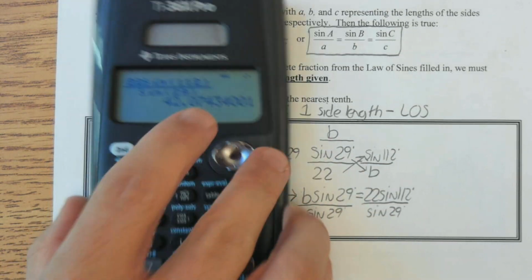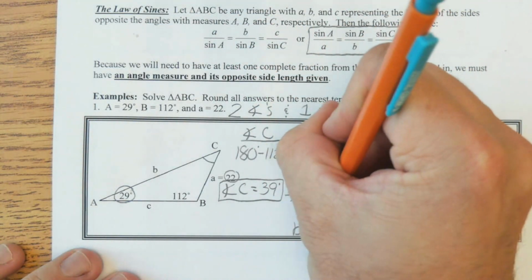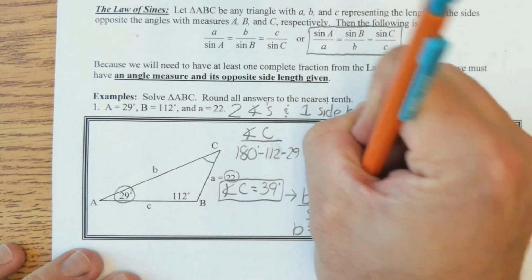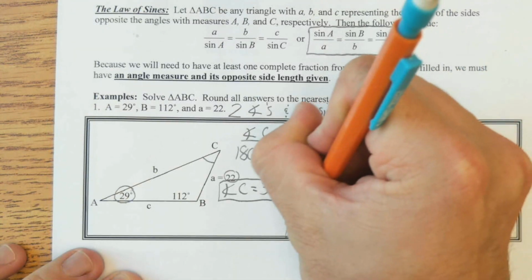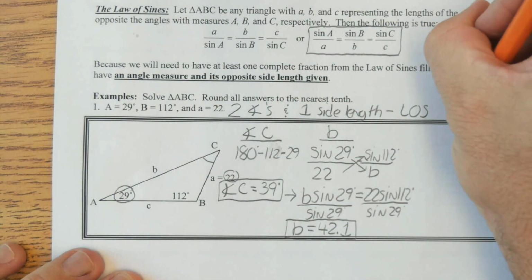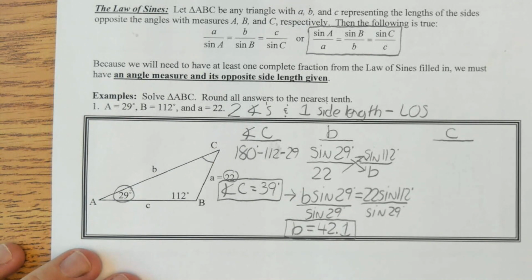It says round to the tenths. Okay, and so when I round to the tenths, then that's going to be now 42.1. Okay. All right, and then little c.